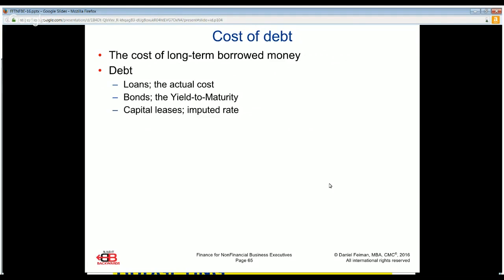Bonds are, and loans are. The combination of the three is how most organizations have all of their long-term debt. So what's our cost of debt? We look at what proportion of our debt is loans at what rate. What proportion of our debt capital is bonds at what annual coupon rate? What proportion of our long-term debt are capital leases at the imputed or estimated rate?